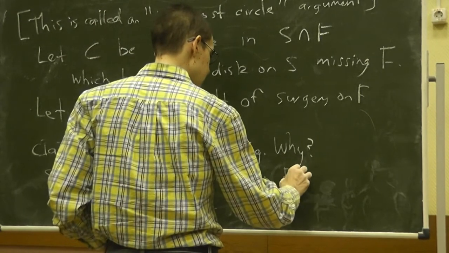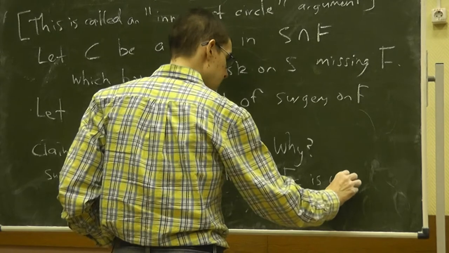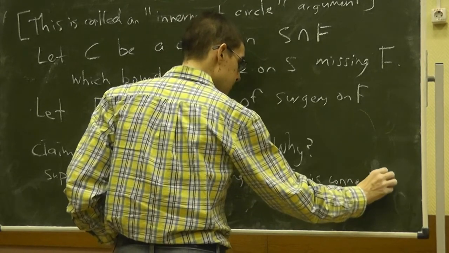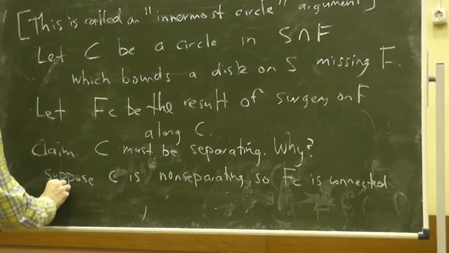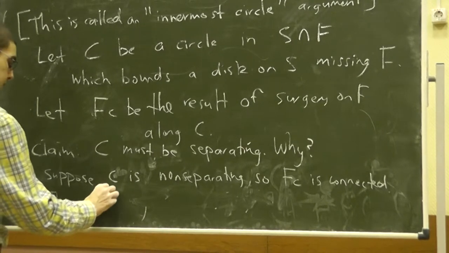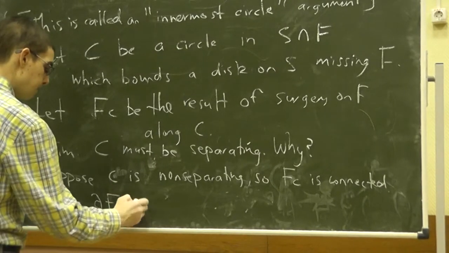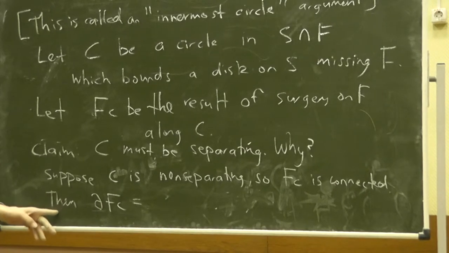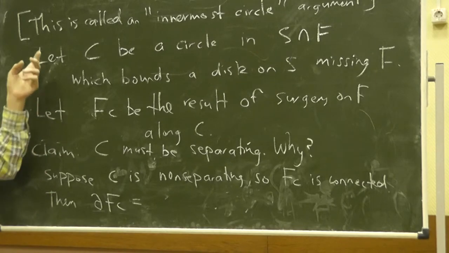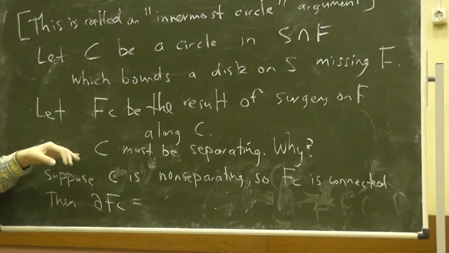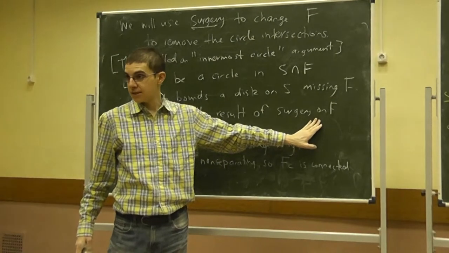Surgery is connected. Okay. So if we do the surgery and the result FC is connected, then the boundary of FC, what is the boundary of FC, the result of the surgery? It's the same as the boundary of our surface F. Remember, surgery doesn't change the boundary.